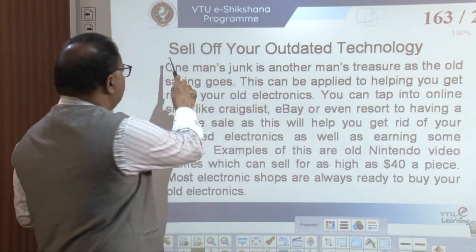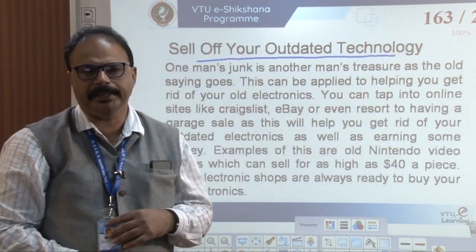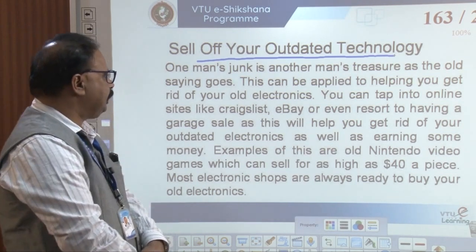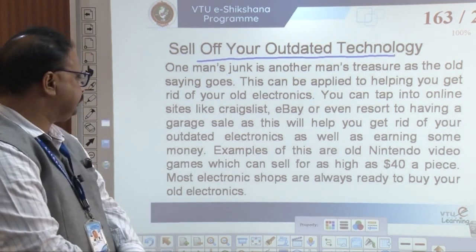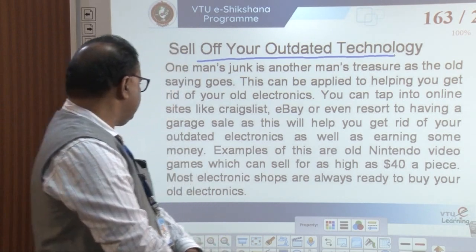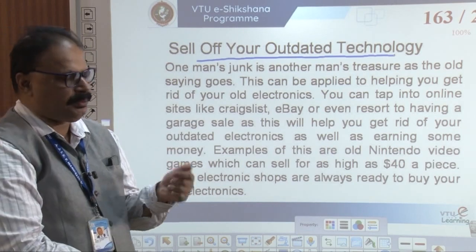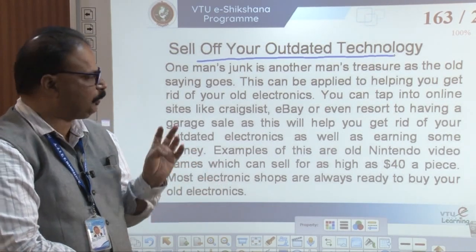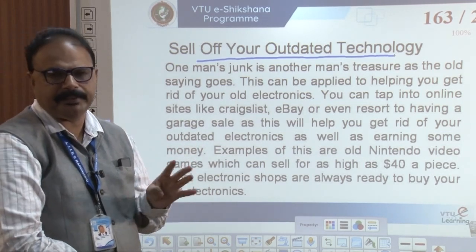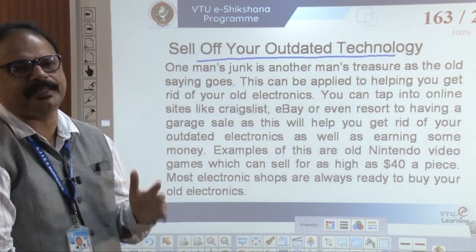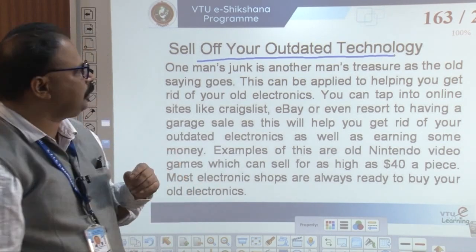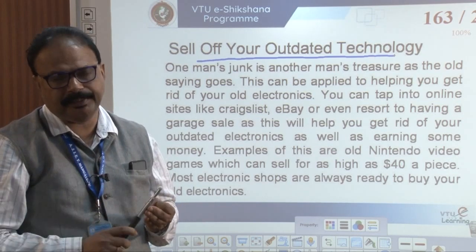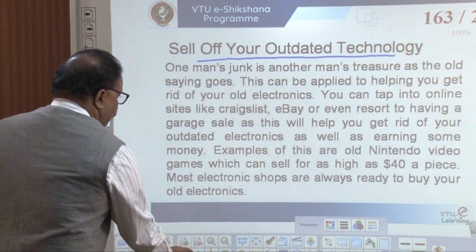There are a lot of online sites that will take your old electronics. You can take a photo of the electronic goods, your old computer or laptop, and put the photo on the site. You tell the rate and they will fix it. This can be done to sell off your outdated technology. You can donate, you can recycle, you can sell and get money. This is also one of the very, very important e-waste management methods.